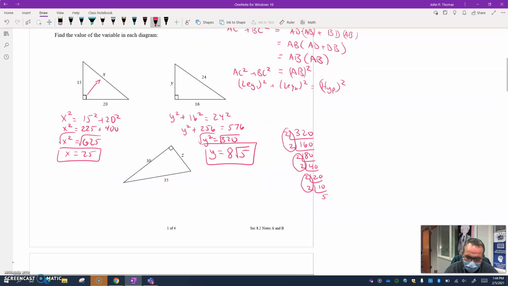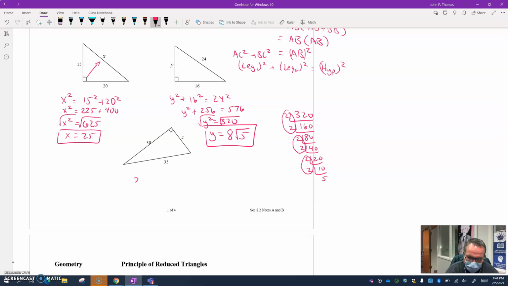Now if we go to the last one, same setup. So z squared plus 30 squared equals 35 squared. And at this point, we've got z squared equals 35 squared minus 30 squared, which is going to be 325. If I take the square root of both sides, to clean that up, we're going to end up with 5 root 13.